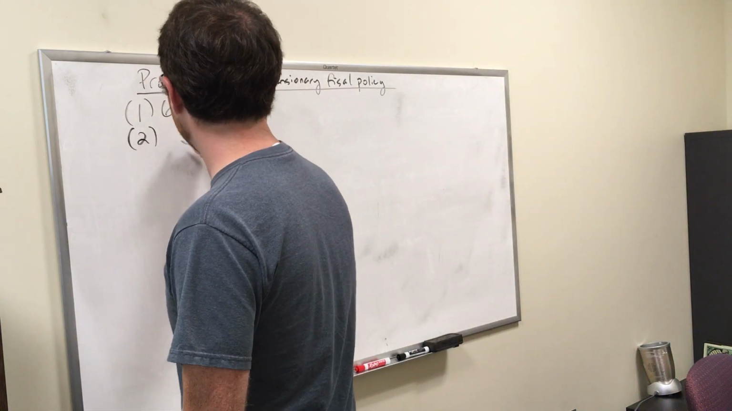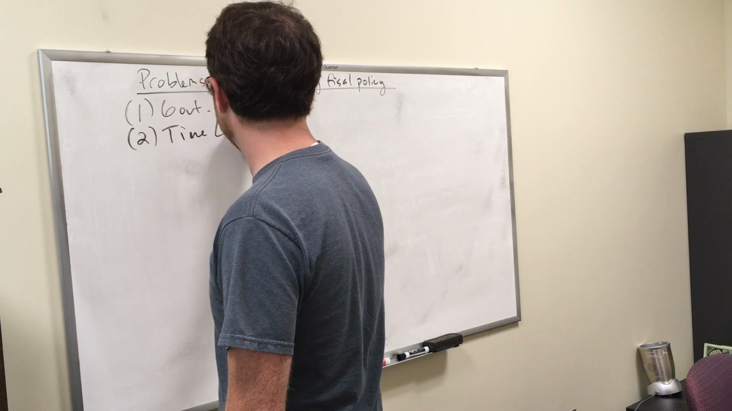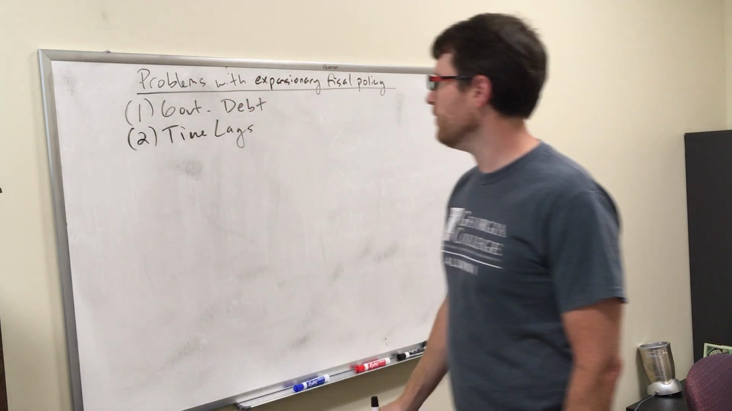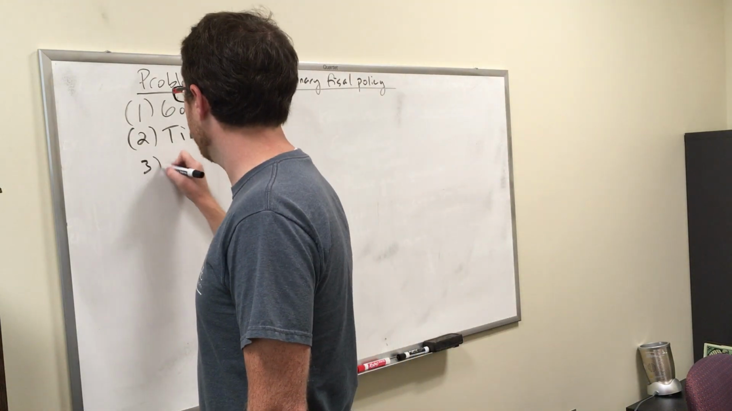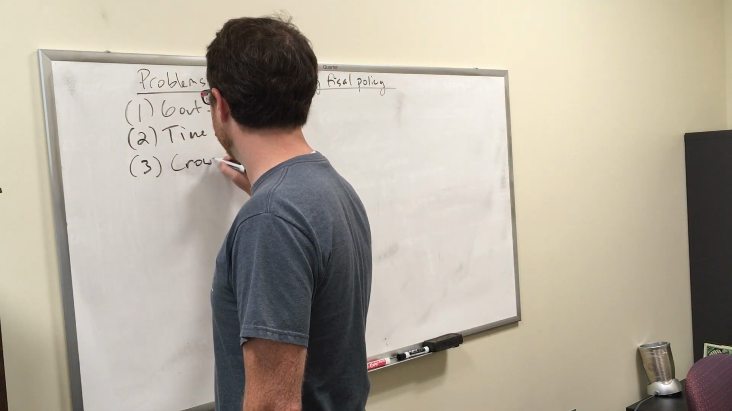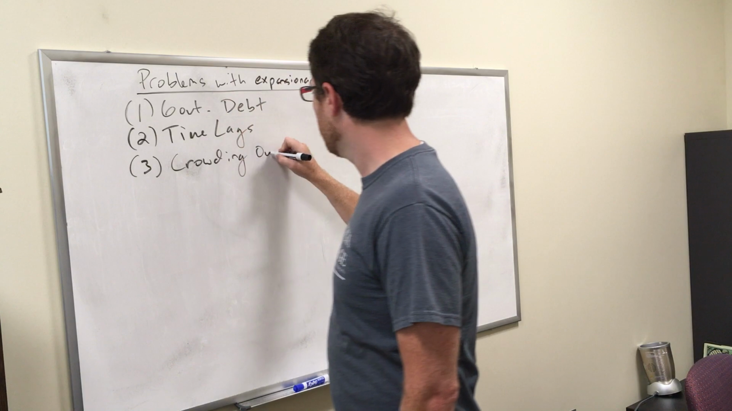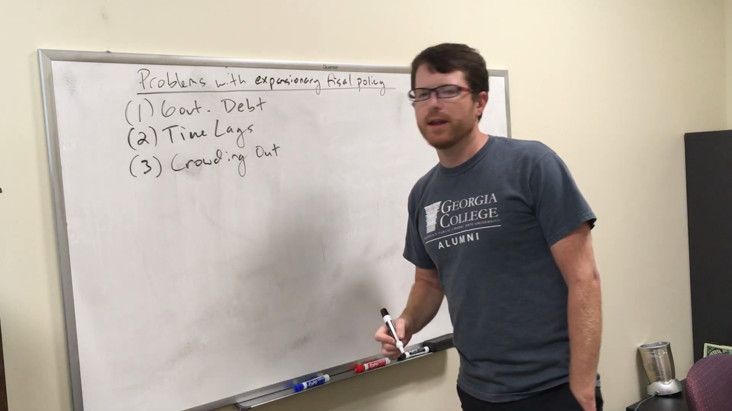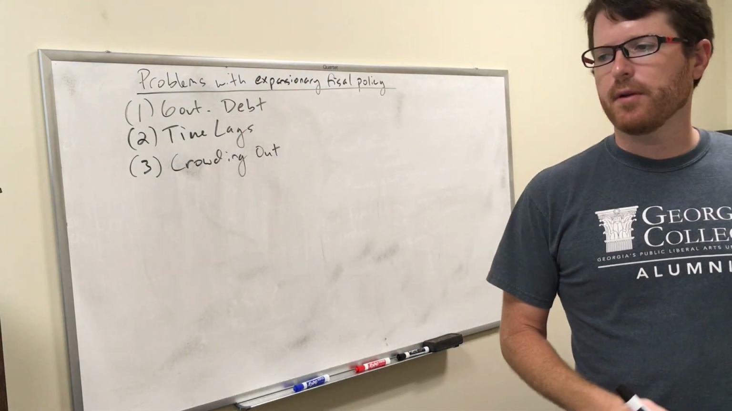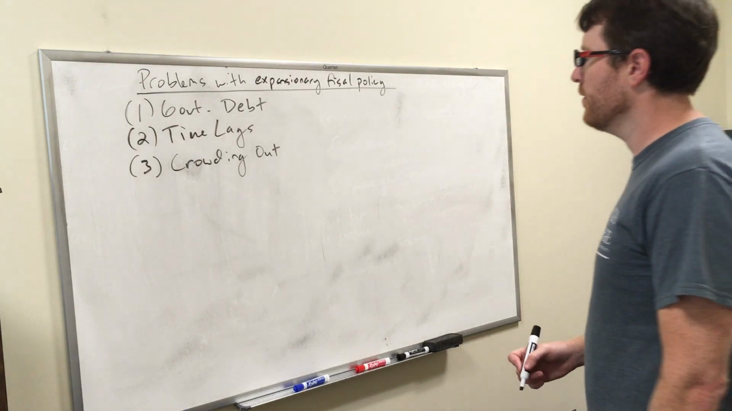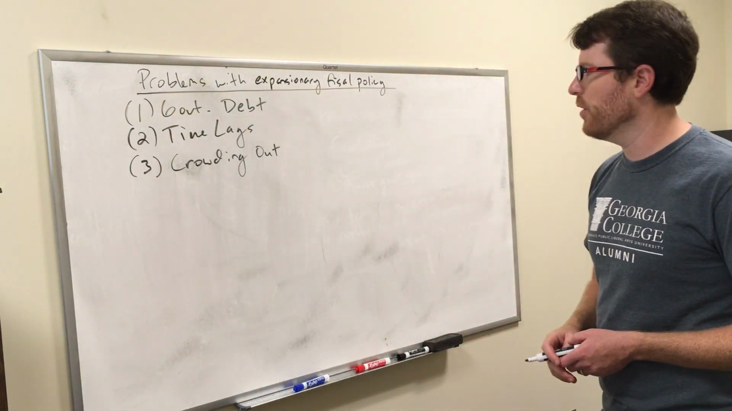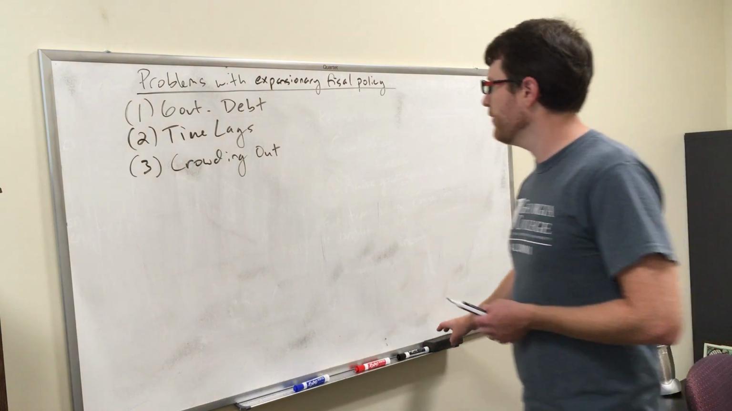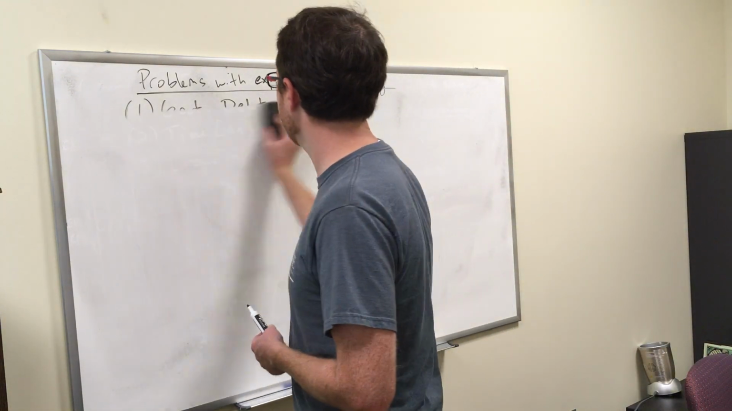And then there's other things we need to discuss. Time lags, which is a pretty easy concept. And then something a little more challenging, something called crowding out. All right, so that's kind of where we're heading in this chapter. And we're going to discuss some tangentially related issues as we go through this chapter as well. So the first thing I want to discuss is governmental debt.